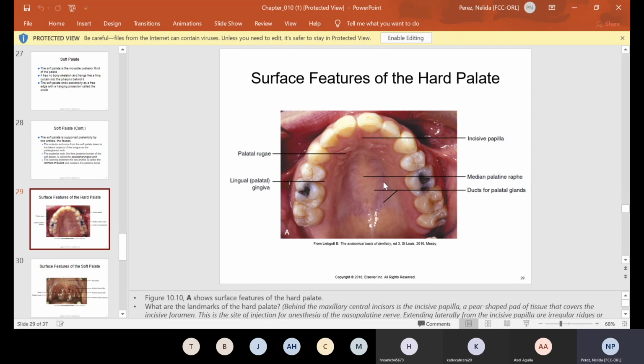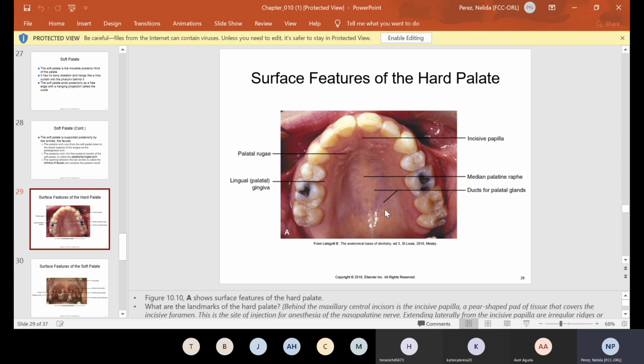And again, even though this is the roof of the mouth, this surface here is closest to the tongue. So this surface is called the lingual. And again, we'll get more into the surfaces, but I want to start pointing those out to you. Now, down the middle, you see a fine line going down the middle. Those are the median palatine raphe. And it's hard to really see them, but there are ducts for the palatal glands.